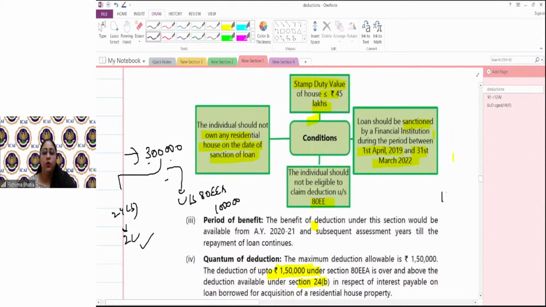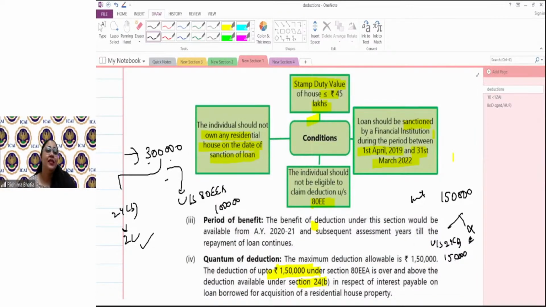If the interest is only 1,50,000, तब क्या करूंगी? Under section 24B, I will completely claim 1,50,000. Not under this section. Why? Because even if I have loss, वो carry forward हो जाएगा. The moment I claim it here, I cannot claim more than the gross total income, even if I'm within those specific limits, right? So it's better to always claim first under section 24B, then go to 80EA.